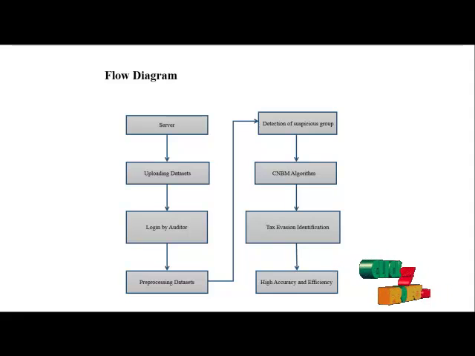The flow diagram is as simple as this. The server uploads the datasets, the auditor logs in, and the datasets are pre-processed, followed by detection of the suspicious groups. In these steps, the colored network based algorithm detects the tax evasion identification and also achieves high accuracy and efficiency.